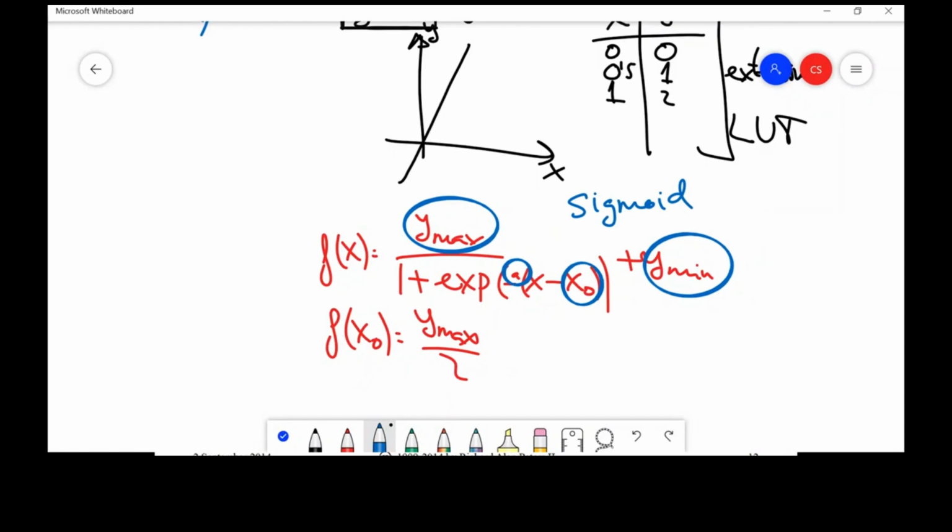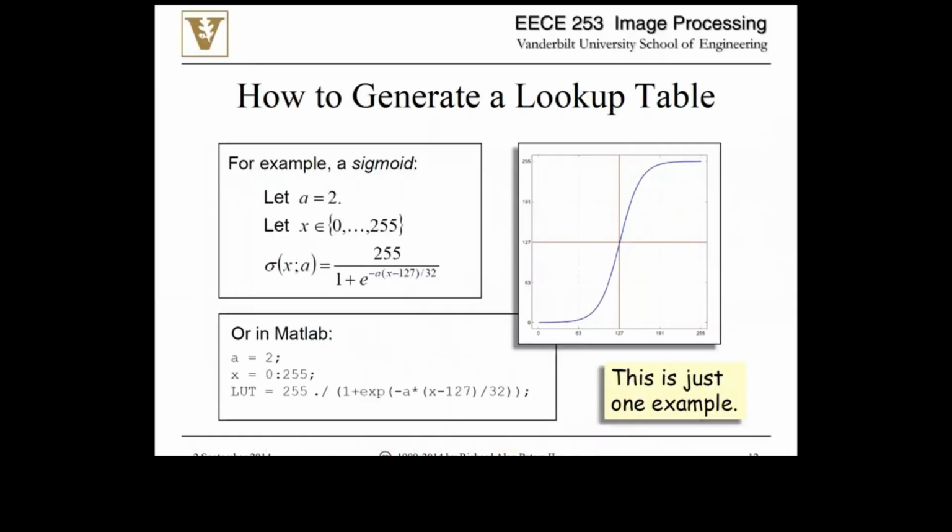So this is what we have here. We have several parameters. y min here is 0, y max is 255. We have the middle point, and we have how fast we are going from 0 to 1. Actually, they have decomposed it for some reason into, I have used a, they have used a divided by 32. There is no reason why we put the 32, but in the slide it is there.